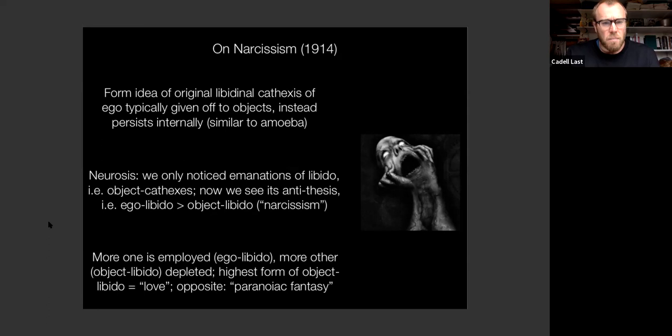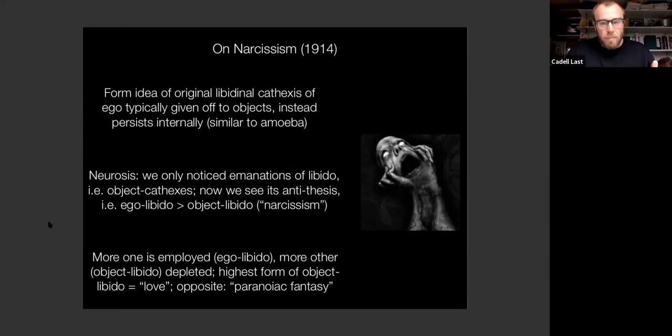In any case, in neuroses, Freud says we were only paying attention to the emanations of libido, that is, the object libido, the object concentrations. Now we see its antithesis in ego libido or narcissism, the direct manifestation of libido itself. He continues with the oppositional dynamic between the ego libido and the object libido, saying that when one is employed or more identified with, the other is depleted.